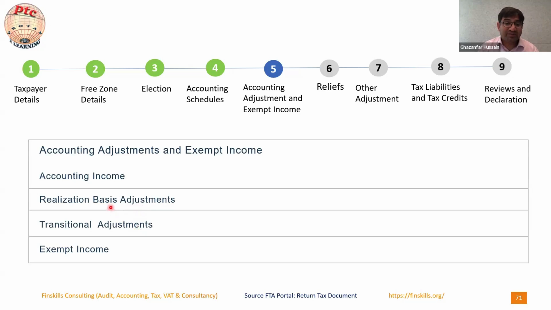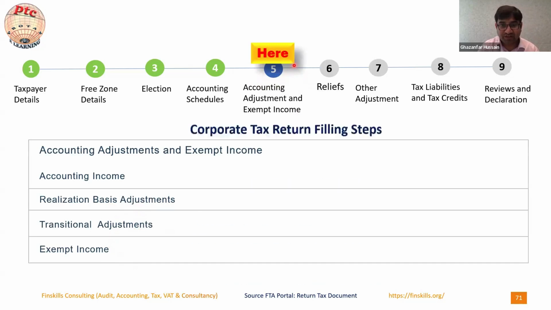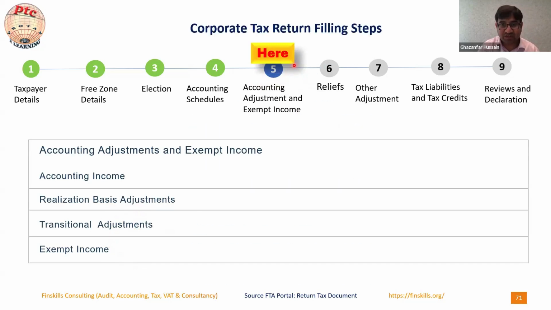Realization basis, as already mentioned, is the unrealized gains and losses basis that we will see. Transitional, we are not going through as of now. Exempt income, we already saw in the first session, but in detail we will dive into that topic also. So as of now we are at this stage, and we will see the other parts of the adjustment for our understanding of why we are investing our time on this.